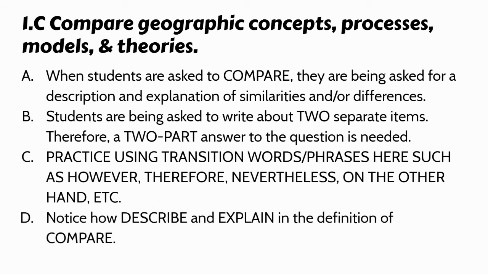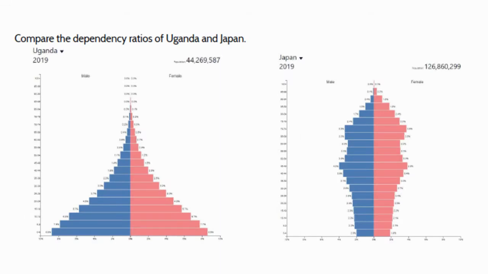And I just mentioned this before, but you can see that it's really important when you're doing this well to describe and then explain in the definition of compare. Okay, so here's an example. Compare the dependency ratios of Uganda and Japan. And you may not be thinking that you're doing this, but you really are describing.